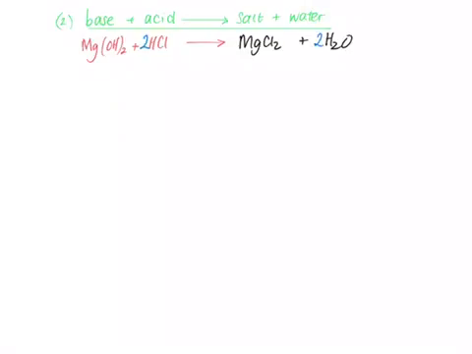And we can check if it's balanced by checking the hydrogens. So on the right-hand side of the arrow, this bit, there is 2 times 2 is 4 hydrogens. On this side, there are 2, because of the bracket there, plus 2 is 4. So that's a balanced chemical equation.